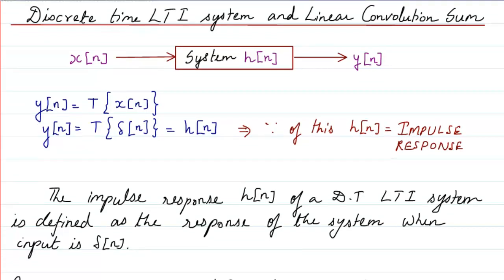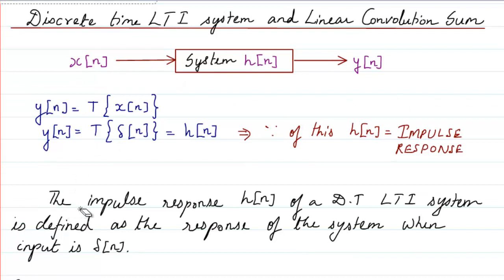So what is important to learn here is the impulse response h of n of a discrete time LTI system. What is an LTI system? LTI stands for linear time invariant system. Now we have already studied what a linear system is, one which follows the superposition and homogeneity rule, and a time invariant system is a system in which the output does not change with time.